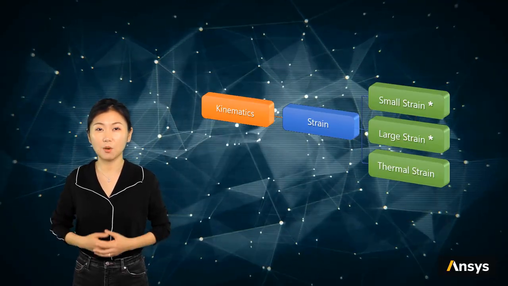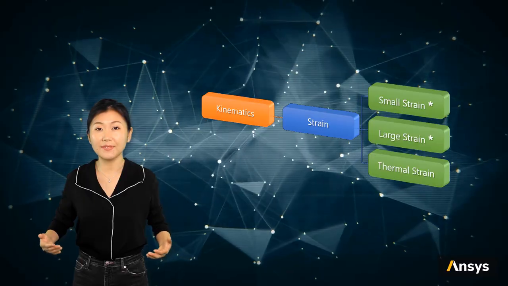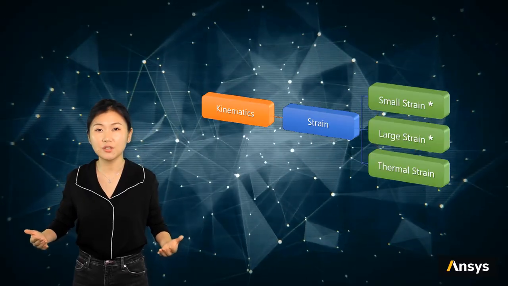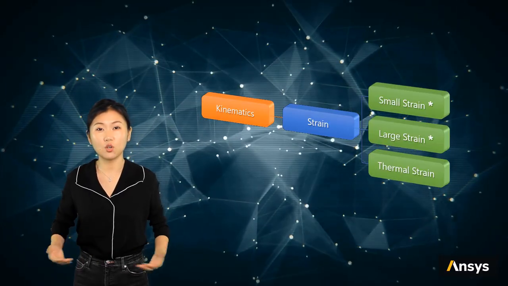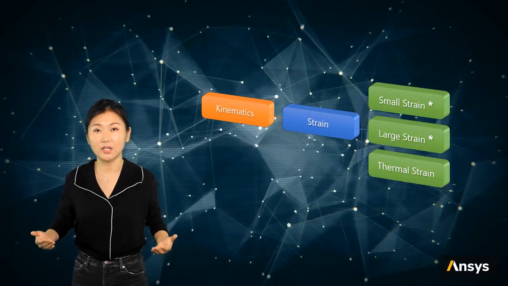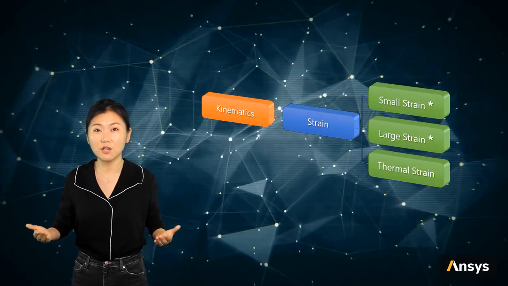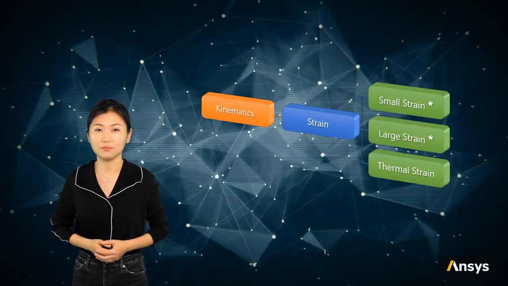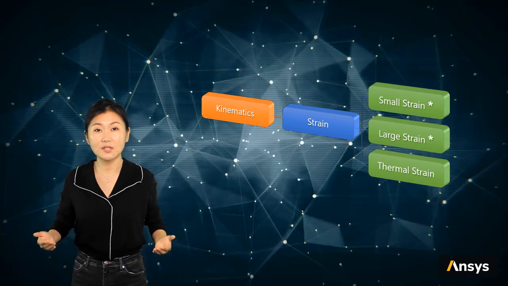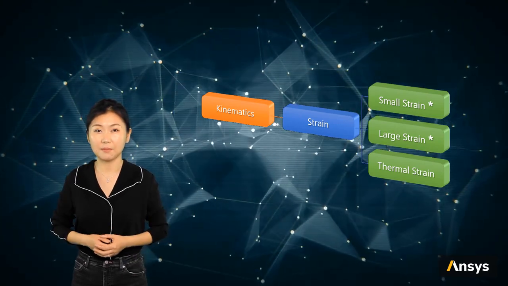Particularly for flexible bodies, we use strain to represent the deformation of material excluding rigid body motion. In this course, we will discuss the general idea of strain and also strain for small deformation and large deformation problems. The topics in this course are marked with stars on this map.